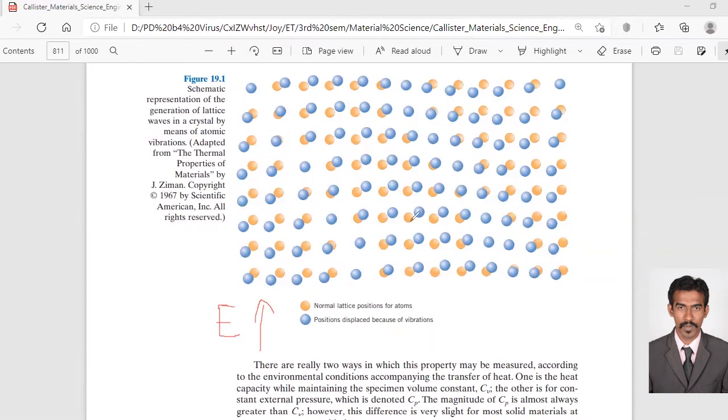They will start vibrating here and there, and while vibrating, they will transfer the energy from one atom to another atom. That is a kind of chain reaction, and it will travel throughout the material.